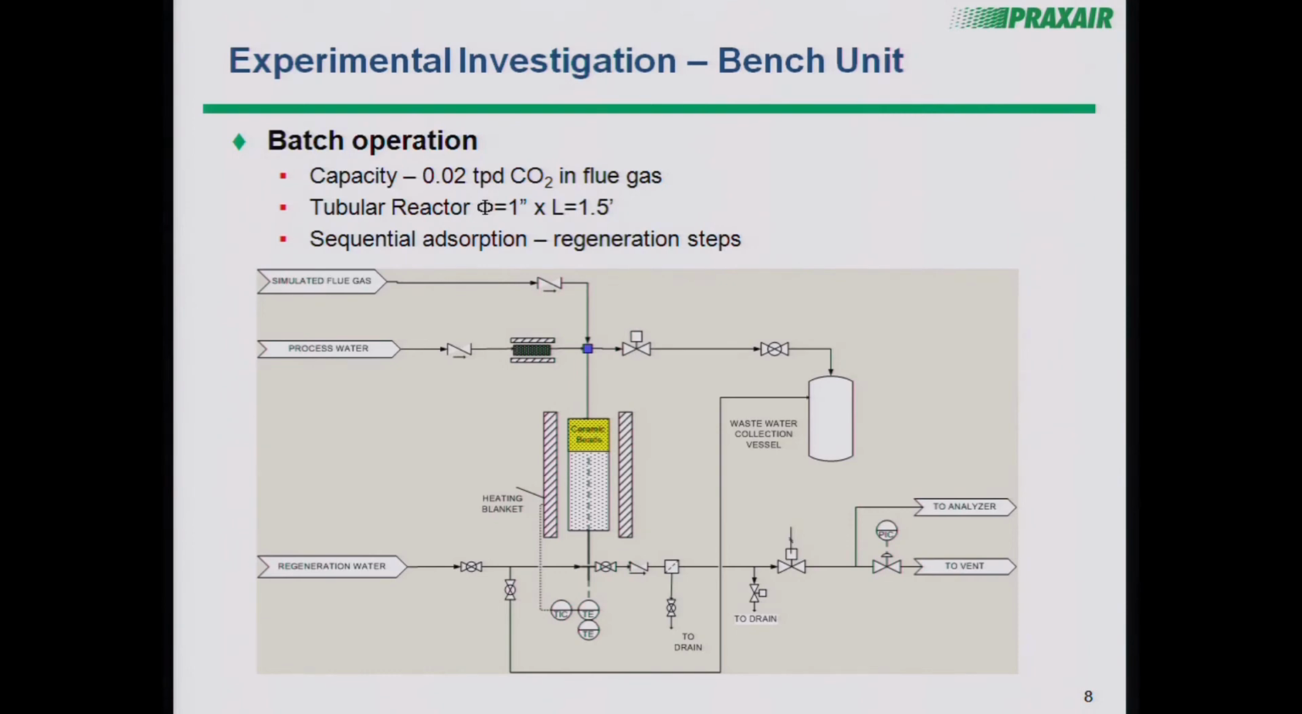And we started with what we call the bench unit. It's basically a tubular reactor having a diameter of 1 inch and about 1.5 inch height. So it's a very simple setup. So basically we are flowing gas from top to bottom. We have a simulated flue gas, and then we use a metering pump to simulate the humidity in this gas stream, which goes, as I said, from top to bottom.